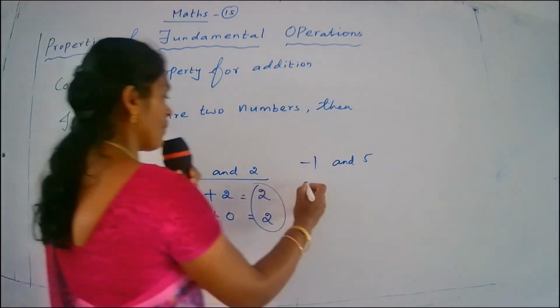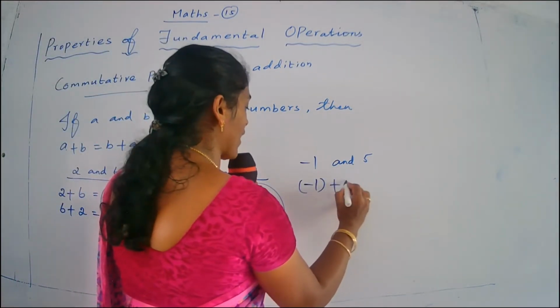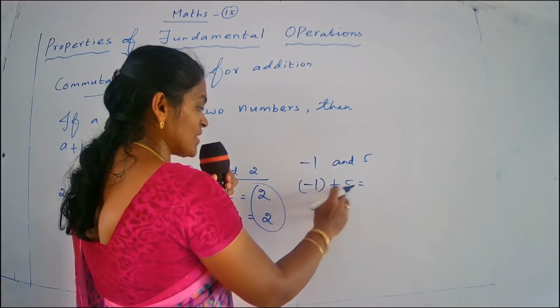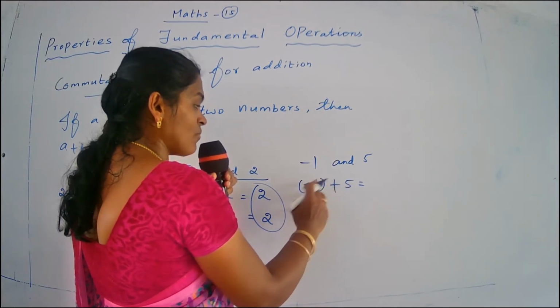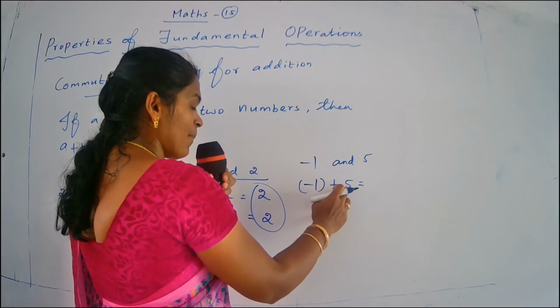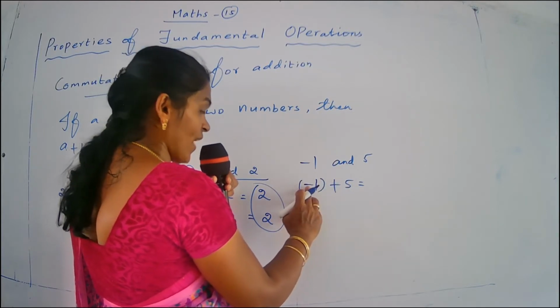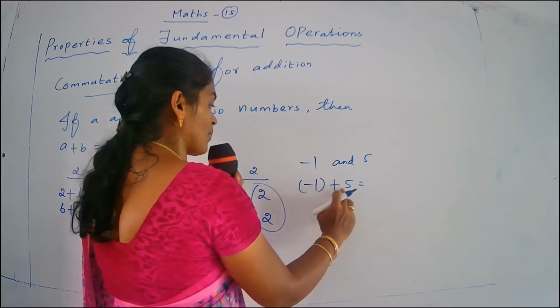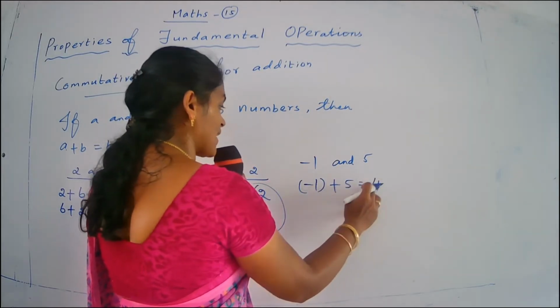Okay. So -1 plus 5. What is the answer? In addition, if the integers have opposite signs, that is positive and negative, find the difference and put the greater value's sign. So what is the answer? -1 plus 5 is 4. The greater sign is plus.